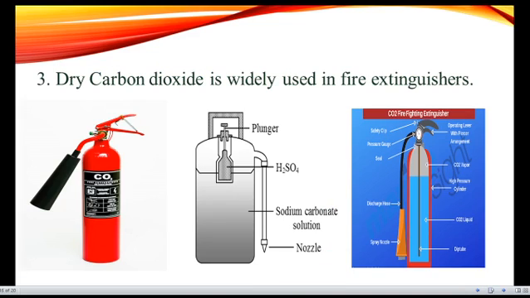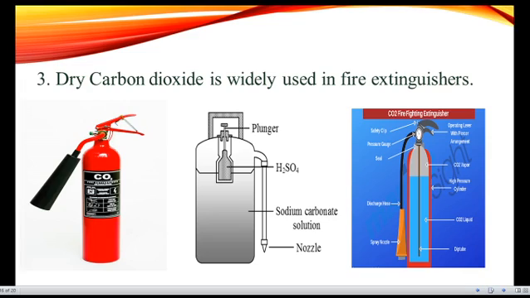Okay, and the third one, carbon dioxide, especially dry carbon dioxide, is used in fire extinguishers. Already I told you the reason why. Because carbon dioxide is heavier than air. So when a combustible material burns, if we apply carbon dioxide, it forms a layer over the combustible material. Therefore, it won't allow the air. So the fire gets extinguished because the combustible material won't get the air, because of the layer of carbon dioxide which is heavier than air.